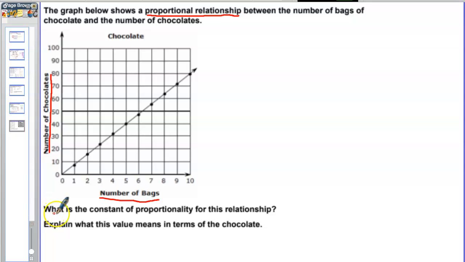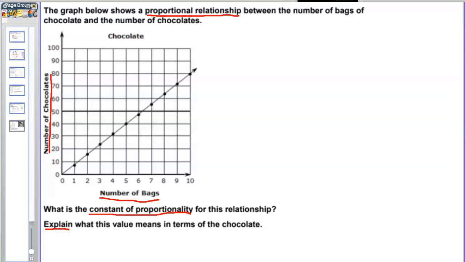The question says, what is the constant of proportionality for this relationship? So we are looking for the number that is being used to multiply our x values by to get the y values. So what number am I multiplying these x values by so that when I multiply it, I get the equivalent y value? Also explain what this value means. We're going to have to do some explaining.